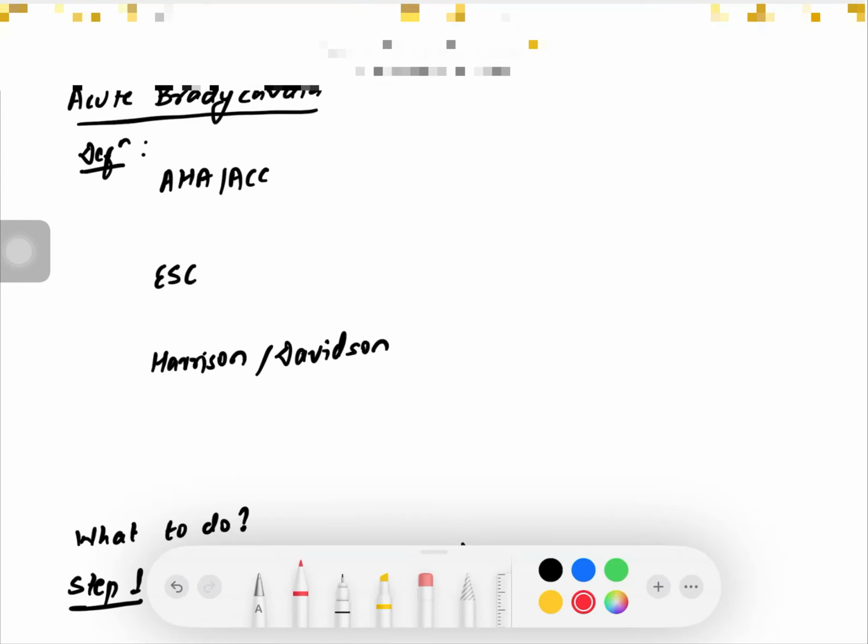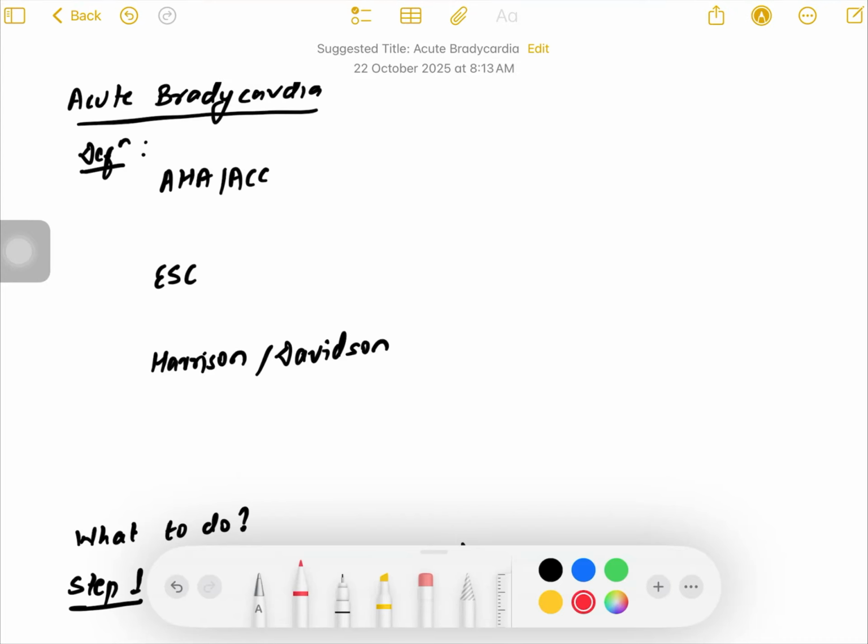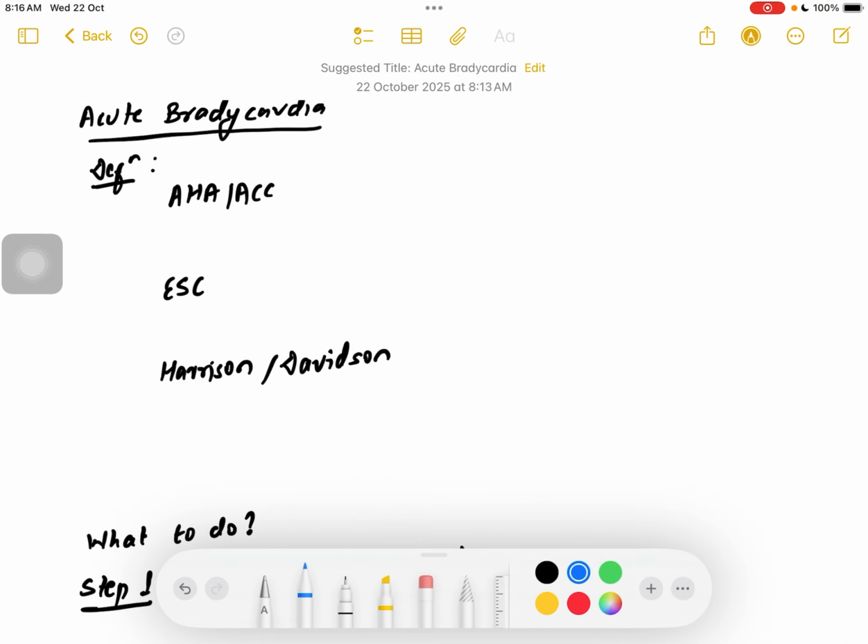Hello friends, today we'll be talking about acute bradycardia. What is acute bradycardia and what to do during bradycardia? First things first, what's the definition of acute bradycardia?